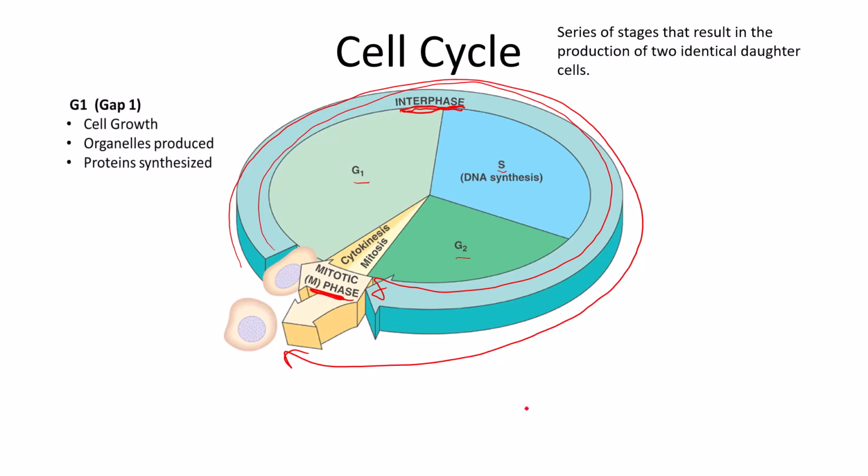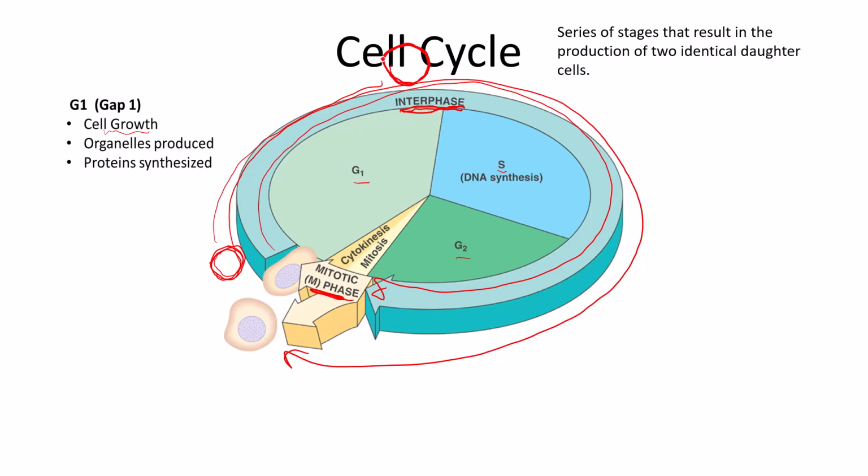And so G1 stands for gap 1. That's where the majority of the cell growth takes place. When a cell divides into two, the two new daughter cells are the smallest the cell will ever be. Immediately upon dividing, each new daughter cell enters its own G1. In G1, the cell is going to initially grow and increase in physical size, so it will end G1 much larger than it started.